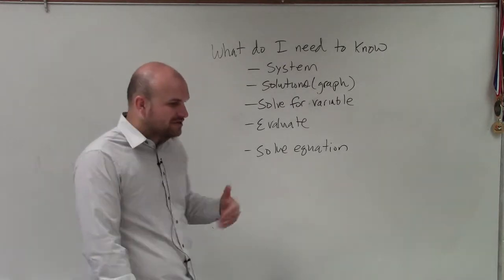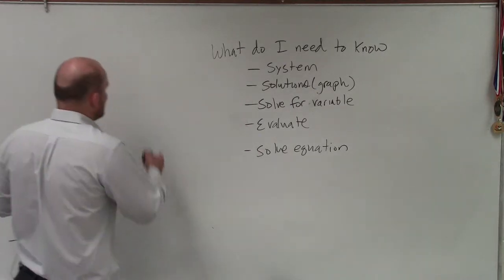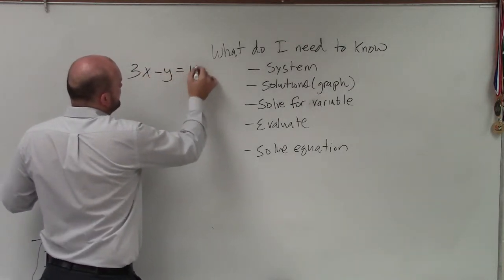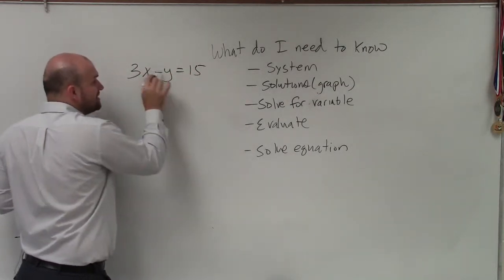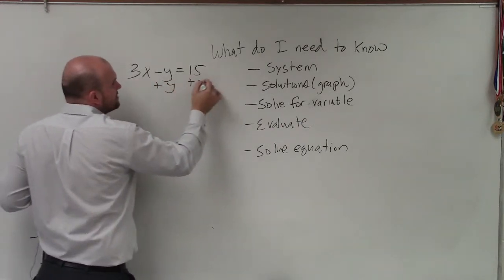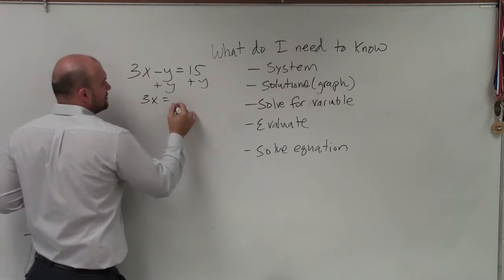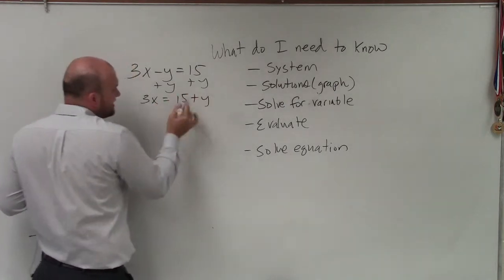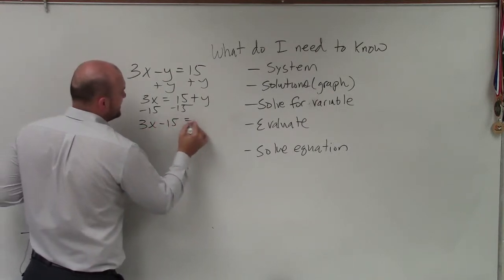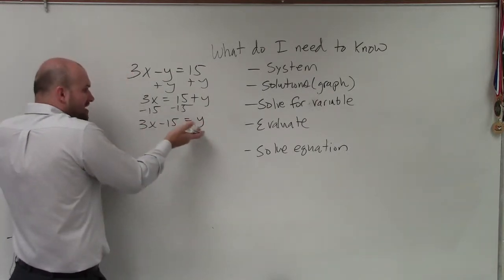The next thing is knowing how to evaluate. For instance, let's say I have 3x minus y equals 15. Solving for a variable, let's say you want to solve for y. There are a couple of different ways you could do this. You could just add y to the other side: 3x is equal to 15 plus y. Then to get y by itself, I'd subtract 15. So I have 3x minus 15 equals y. All right? So isolate your variable.